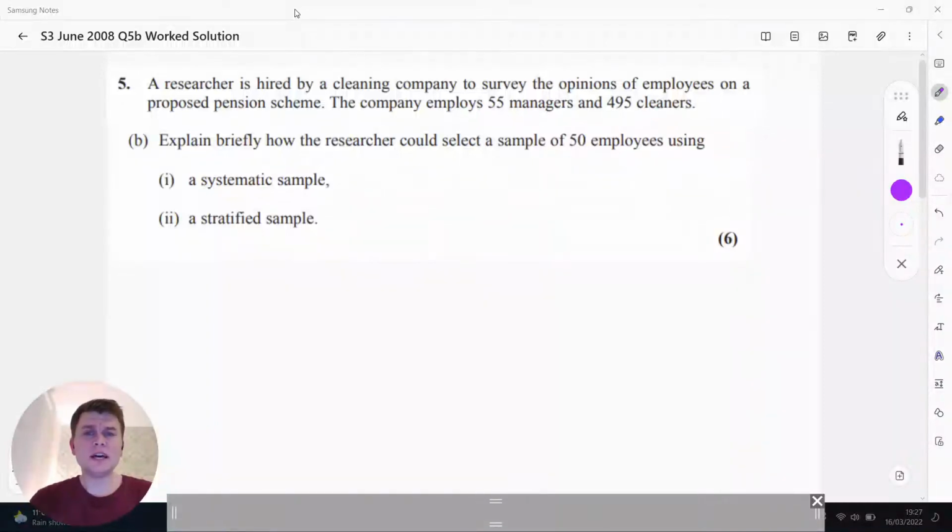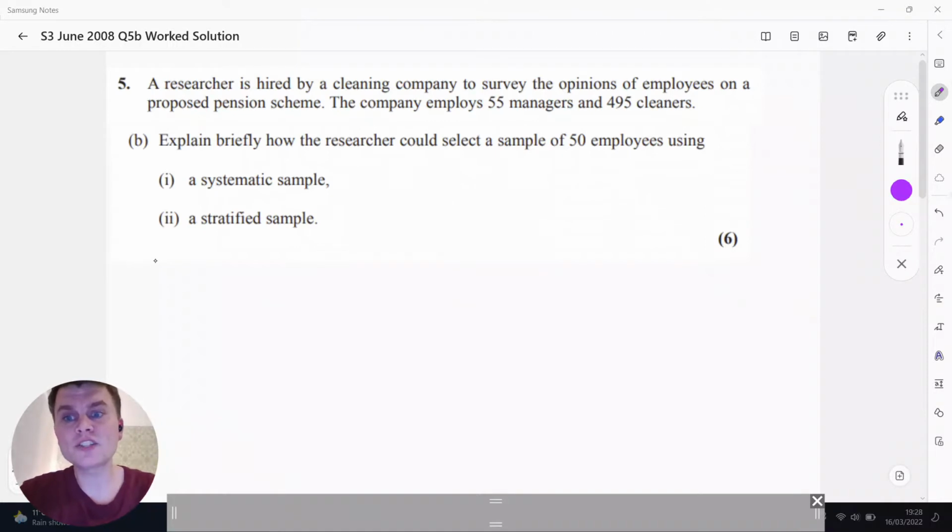Part of this question asks us to find a stratified sample of the 50 employees. A stratified sample involves dividing the population into groups first, or strata. That's where the word stratify comes from. We need to make sure that the strata or groups are proportionate to the groups within the population. However, we do need to make sure that we obtain a random sample at the same time.